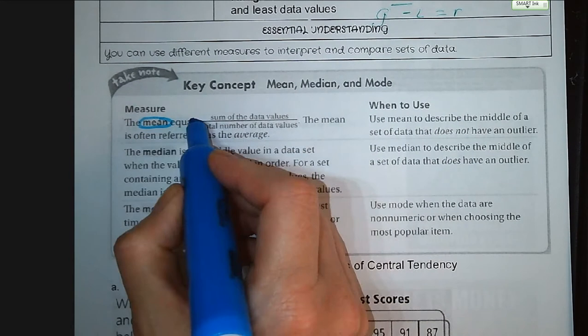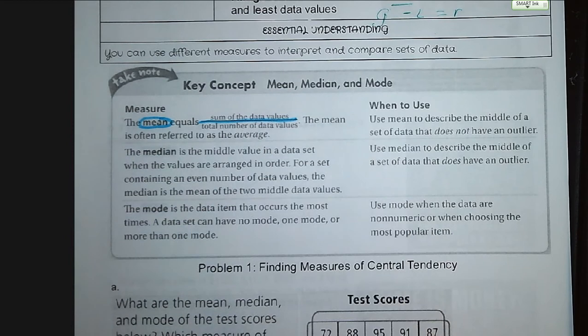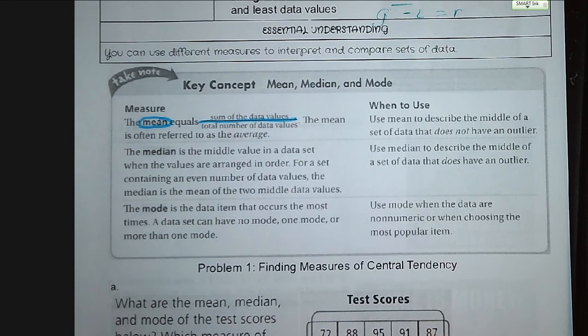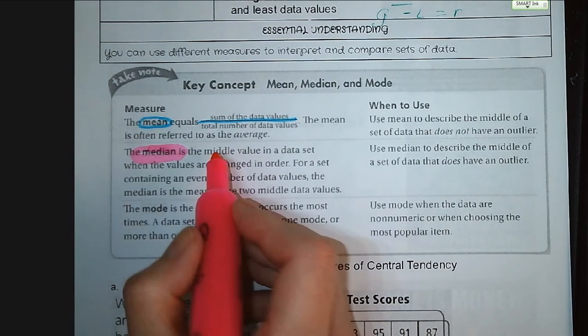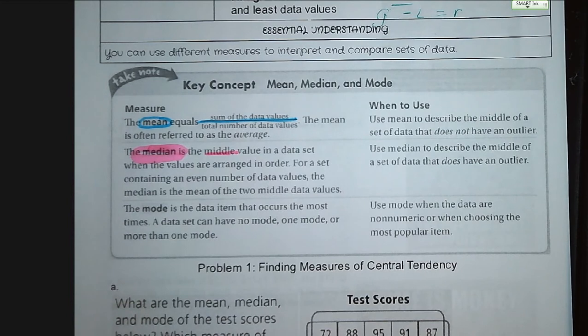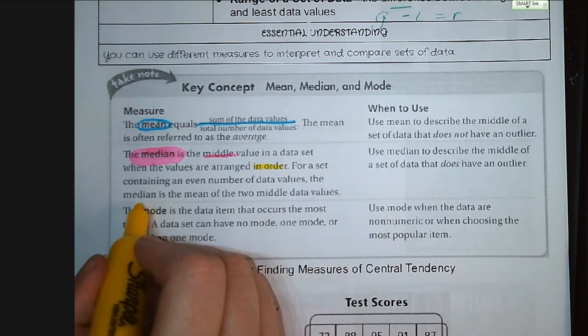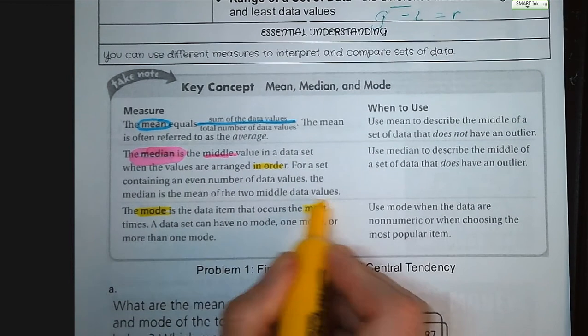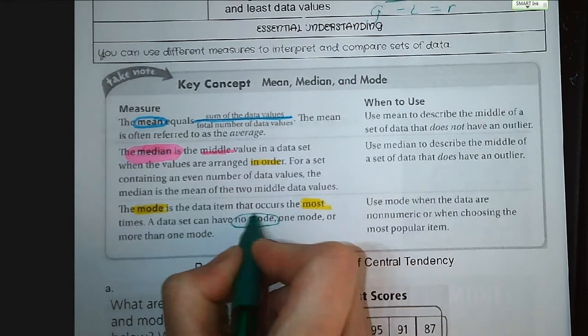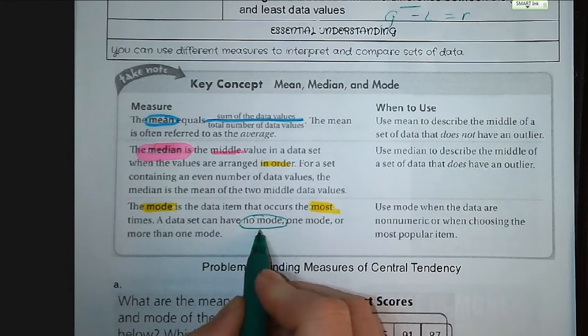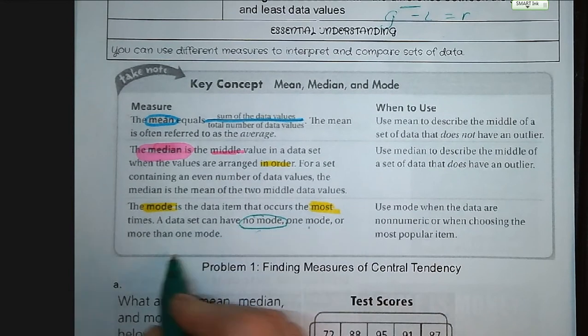So the mean, you take the sum of the data values and divide it by the number of values you added, also called the average. The median is the middle value when they are arranged in order. And the mode is the one that happens most often. So median, middle, mode, most. A data set can have no mode, one mode, or more than one mode.